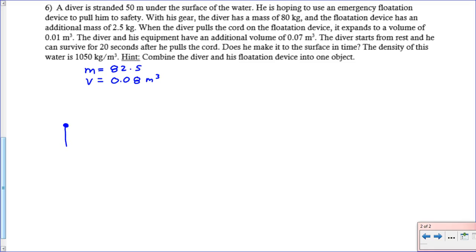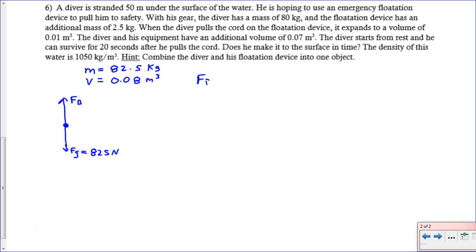So I'm going to have a gravitational force on this person, Fg, and it's really the person and their equipment and the flotation device. Because that mass equals 82.5 kilograms, the gravitational force is 825 newtons. The only other force on this person is their buoyant force after they pull the cord and get the flotation device to come out. And so we can calculate that here, actually.